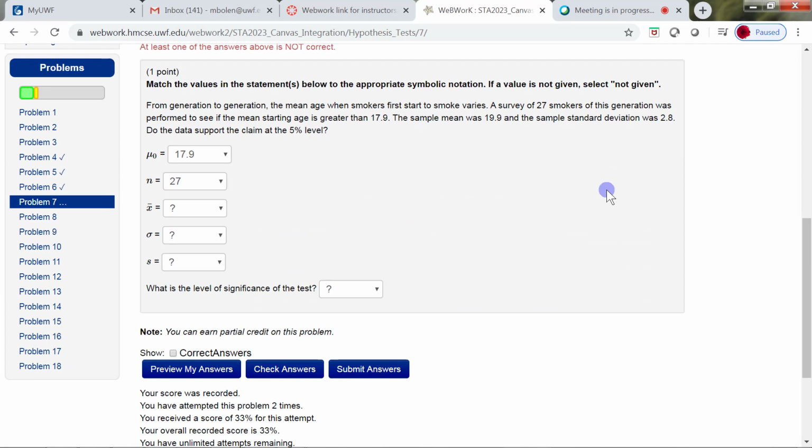I kind of always do it after each one just to make sure I haven't gone astray. I don't know if you all do the same thing. X bar, it says, what is X bar? And it said the sample mean is 19.9. So that's going to be X bar, 19.9. There we go.